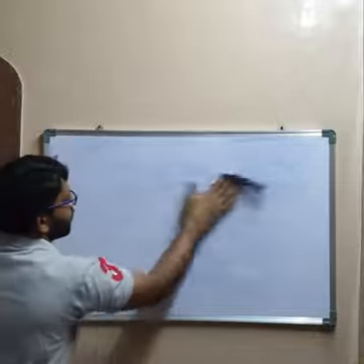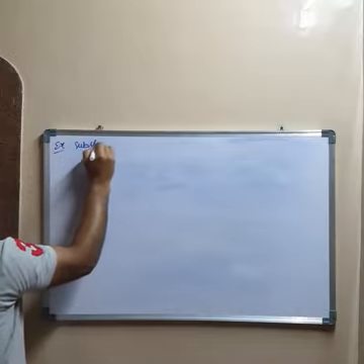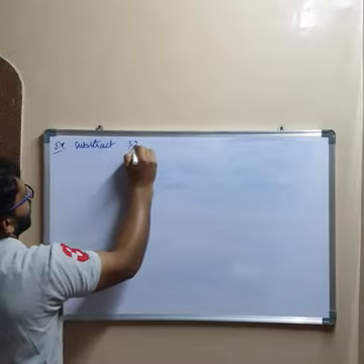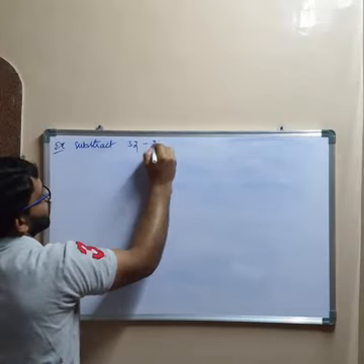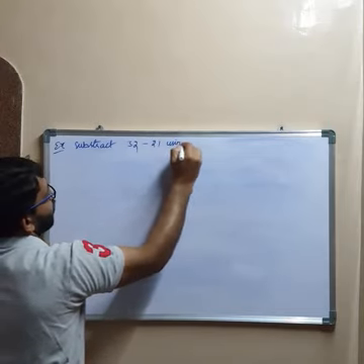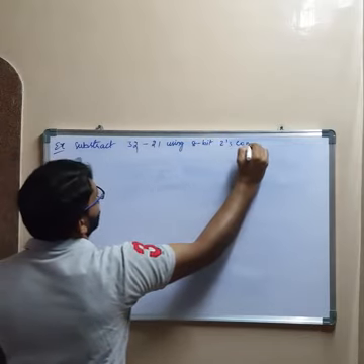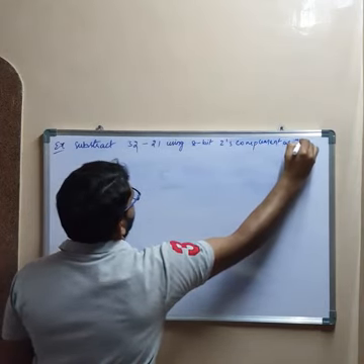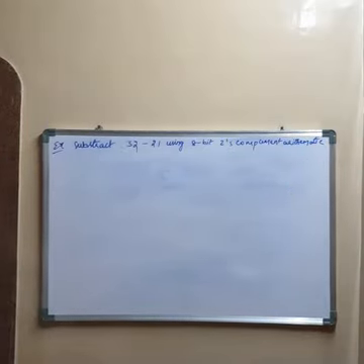So let us subtract 32 minus 21 using 8-bit 2's complement arithmetic. You can take any number and you can practice so that you will be perfect.